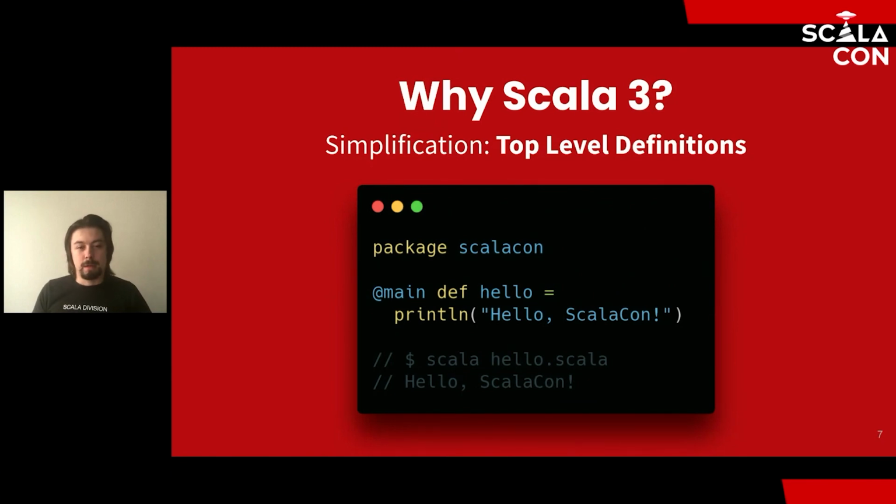Another simplification that we might want to take advantage of is top-level definitions. There is no longer any need to invent a name for some imaginary package object. You can just write a method at top level. And as a bonus here, if you use the @main annotation on the method, it turns into a program that you can compile in 1 line on the command line, for example. scala hello.scala will then compile and print hello ScalaCon.